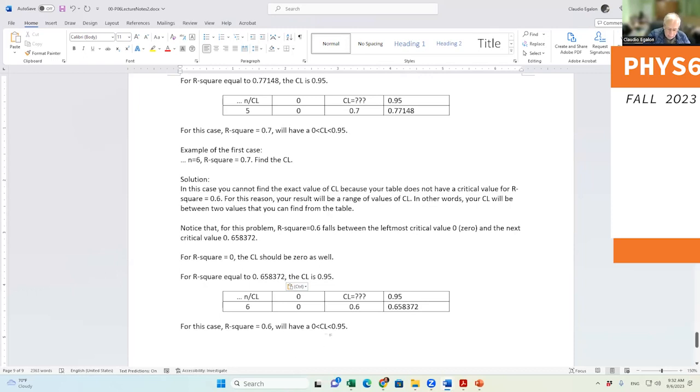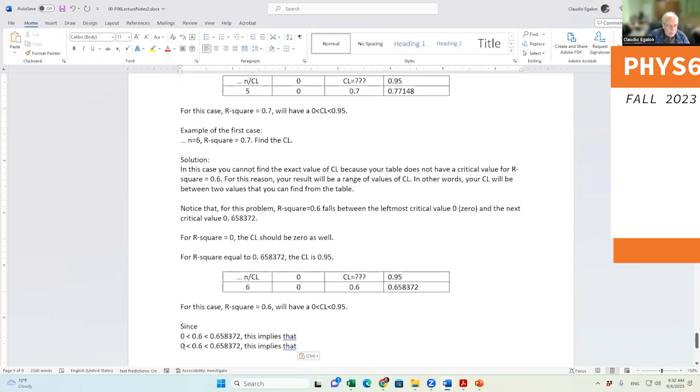Okay. I'm going to even go a next step, okay? Since 0.6 is less than 0.6583, right? And greater than 0, okay? This implies that CL is going to be between those two values.